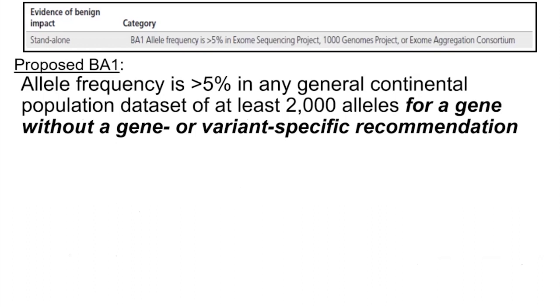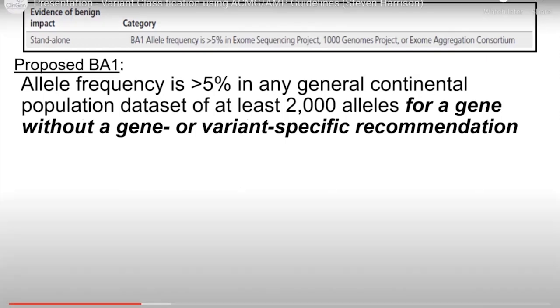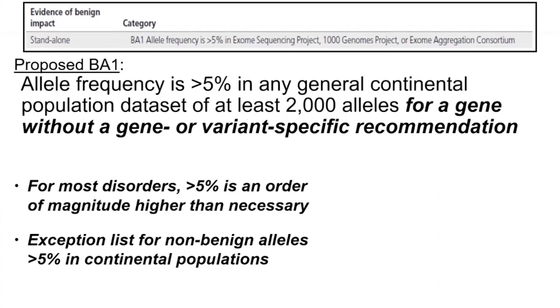The other caveat we added to this criterion was that this 5% rule is applicable for a gene that does not have a gene or variant-specific recommendation. We added this because we recognize that for many disorders, a 5% allele frequency is orders of magnitude higher than necessary. Additionally, we wanted to call out the fact that there are non-benign alleles that can be found at a greater than 5% frequency in populations.